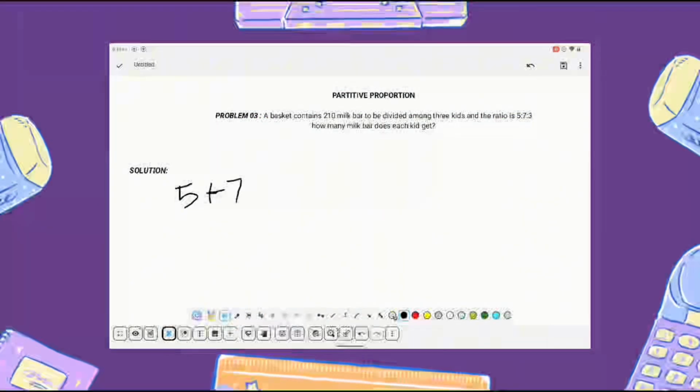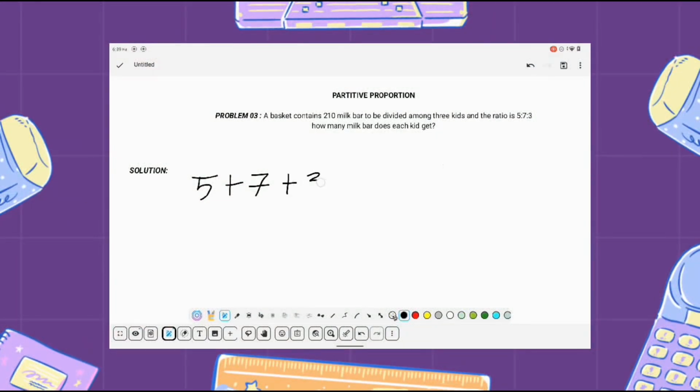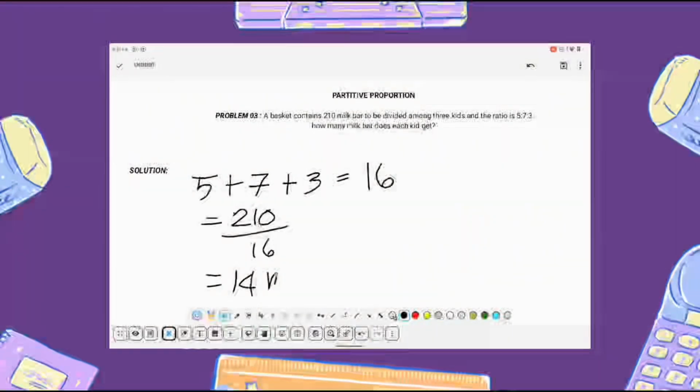Just like before, we add up the parts. 5 plus 7 plus 3 equals 15 parts in total. Then we divide the total number of milk bars by the total parts. 210 divided by 15 equals 14 milk bars per part. Finally, we calculate how many milk bars each kid gets.